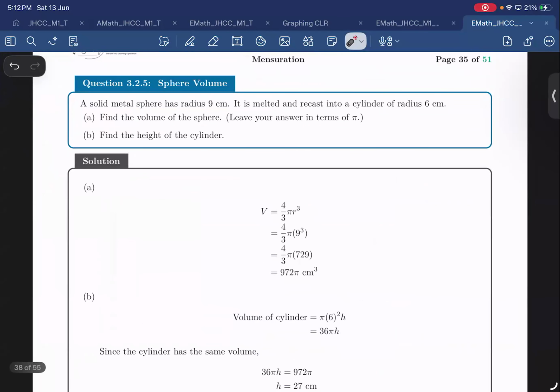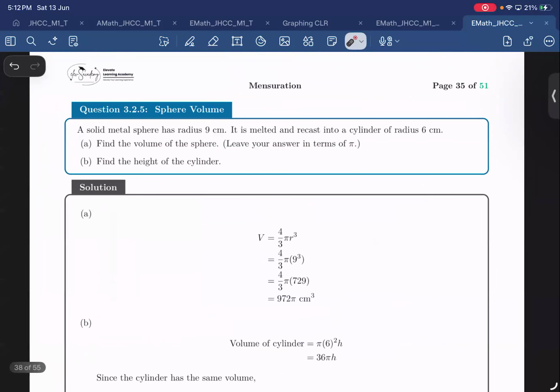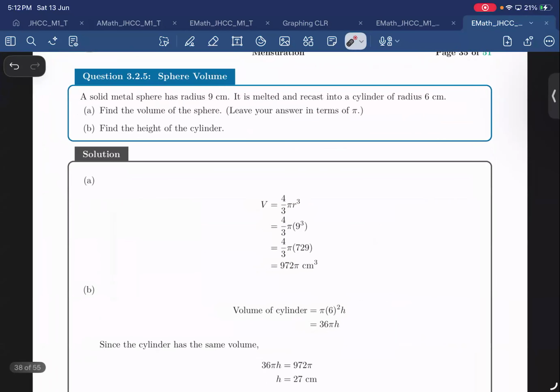Volume of sphere given radius, simple also. Therefore, for part B, I guess it's a bit more complicated. For part B, you have the sphere, the metal sphere. The volume is 972 pi.